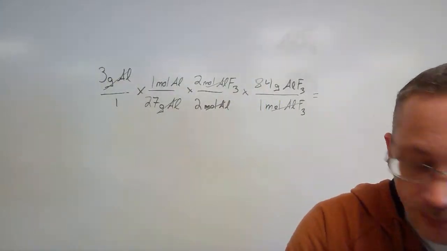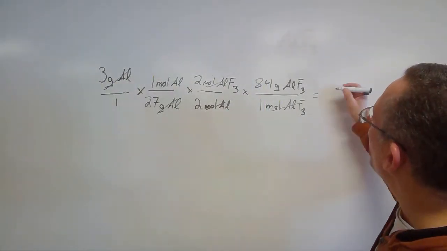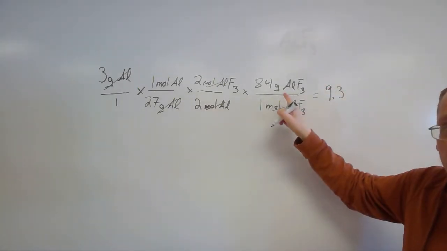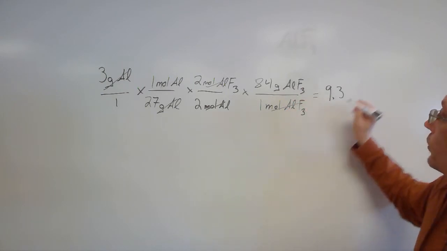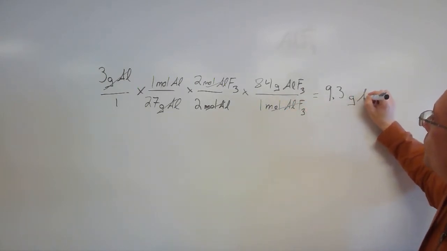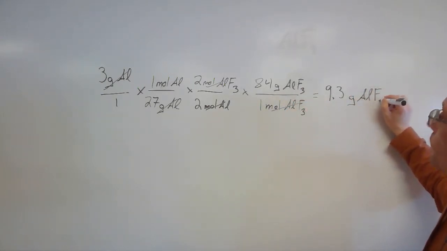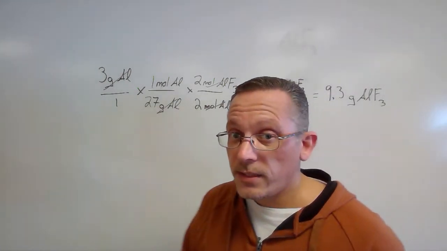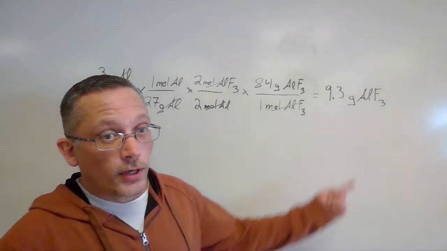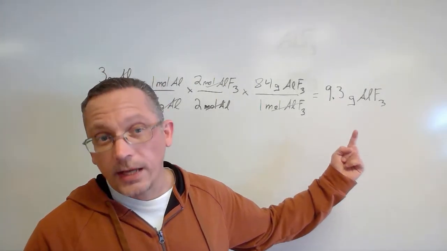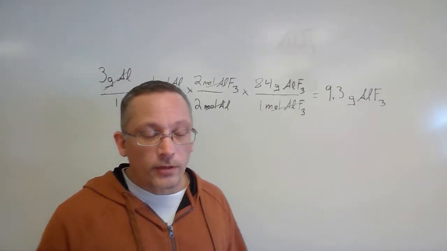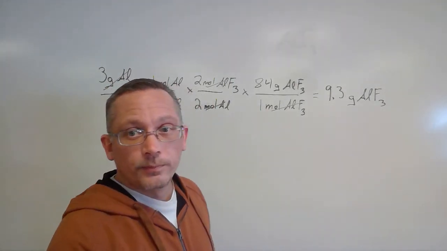We'll round that off too. So I put 9.3, and it's 9.3 what? It's 9.3 grams of aluminum fluoride. And you can take a look back at the question. The question asked us how many grams of aluminum fluoride, and now we can answer 9.3 grams of aluminum fluoride. So there's our first example of a grams to grams problem.